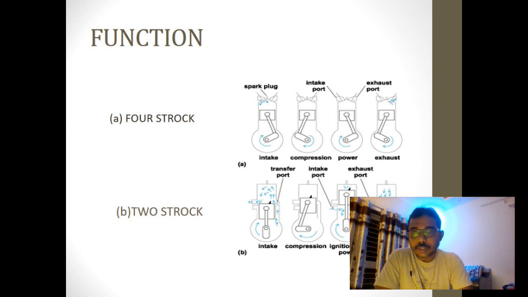In two-stroke engine, there are two processes in one stroke: suction and compression in one stroke, while power and exhaust in the other stroke. In four-stroke engine, we are using valves, inlet valve and exhaust valve, while in a two-stroke engine, we are using ports. So this is the basic part of diesel engine, and I think there is no need to go into much more detail regarding the working of the engine. So let's go further.